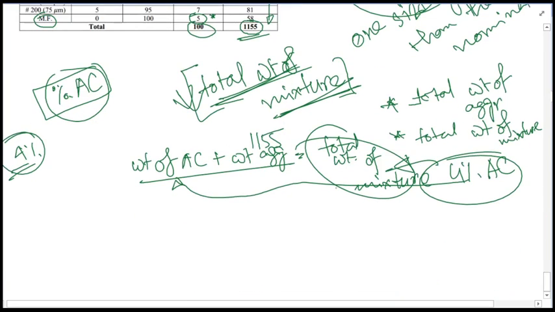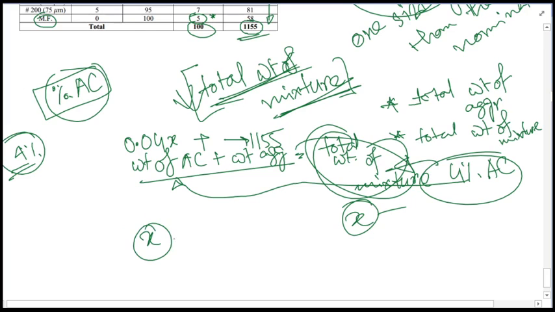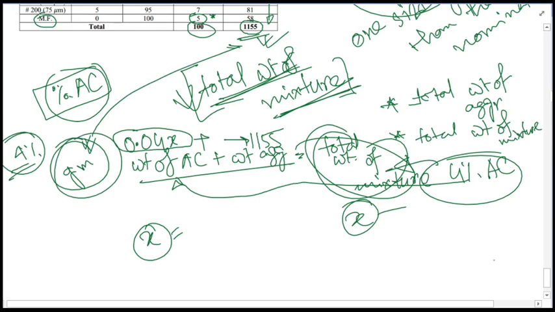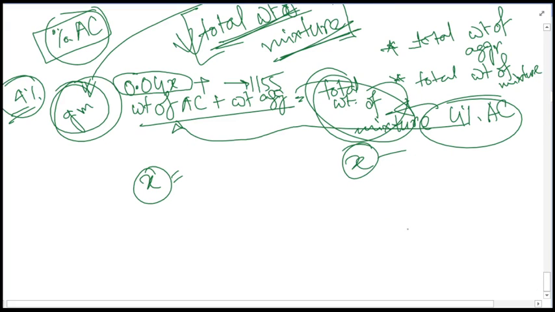Okay, so if you treat this total value as x, then you will be using 0.04x plus this 1155 equals x, and from this equation you will calculate the total weight first, and then the asphalt content in gram. After that, for this particular aggregate sample you will use this many grams of asphalt content to mix and create the final specimen, the mixture sample.